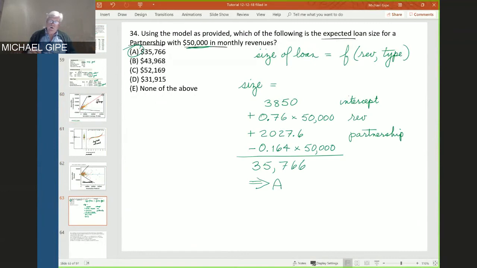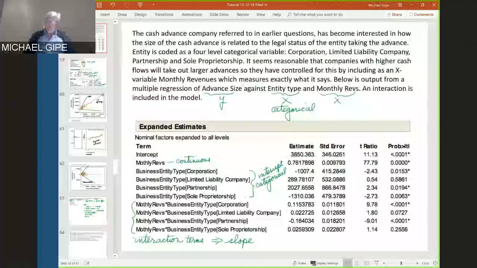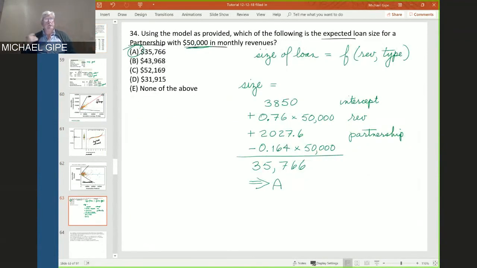All of these numbers come from the estimates table. So we're going to choose partnership. It's this one. The intercept was here. The monthly revenues coefficient here, the slope of that, and then the interaction with partnership is minus 0.164, and the partnership parallel shift is 2027. So that's where all those numbers came from. Just put them into the model, plugged them into the calculator, and got the answer.